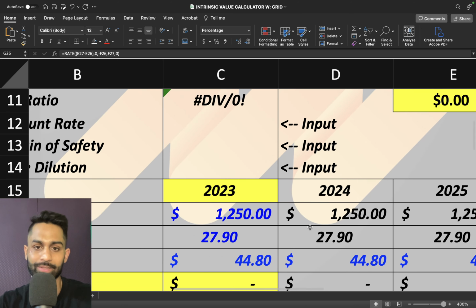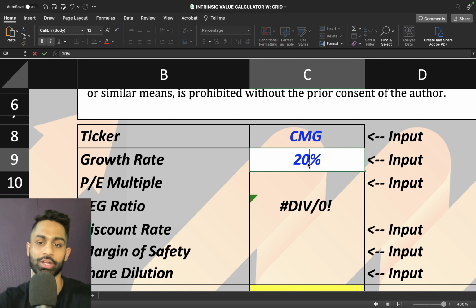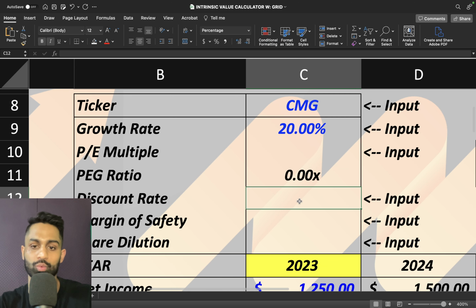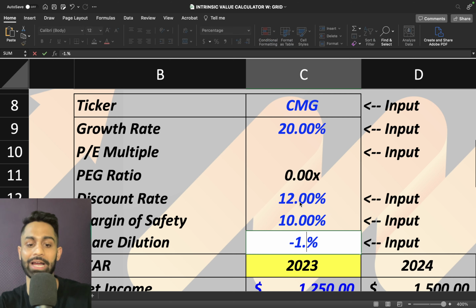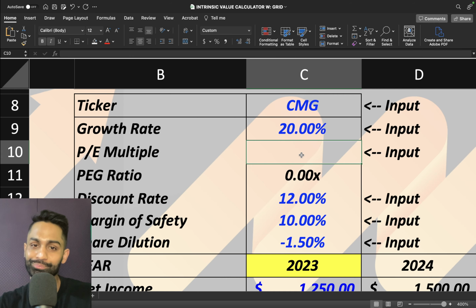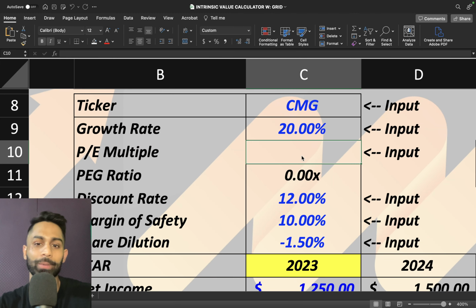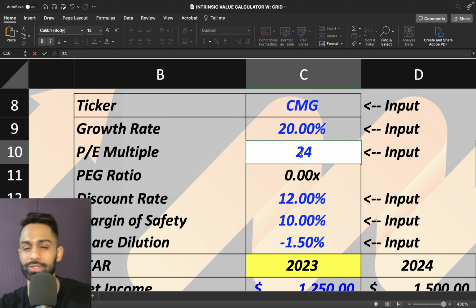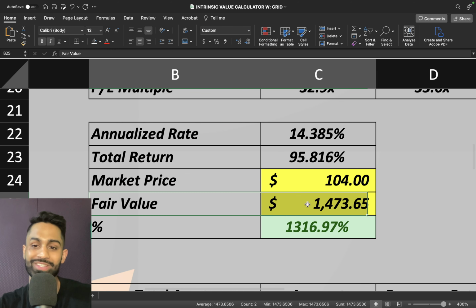So if you plug in some of these numbers, right? I'm going to be conservative here. I'm going to go with the low end, 20% growth. We're going to go with a 12% discount rate, 10% margin of safety, minus 1.5 for share buybacks. And price earnings multiple, right? Right now it's trading at a 55 times earnings multiple, 47 to be precise on a non-GAAP forward basis. But I'm going to go with 24, maybe 24, 25, just to be a little bit more conservative. And the fair value for this company ends up at 1473.